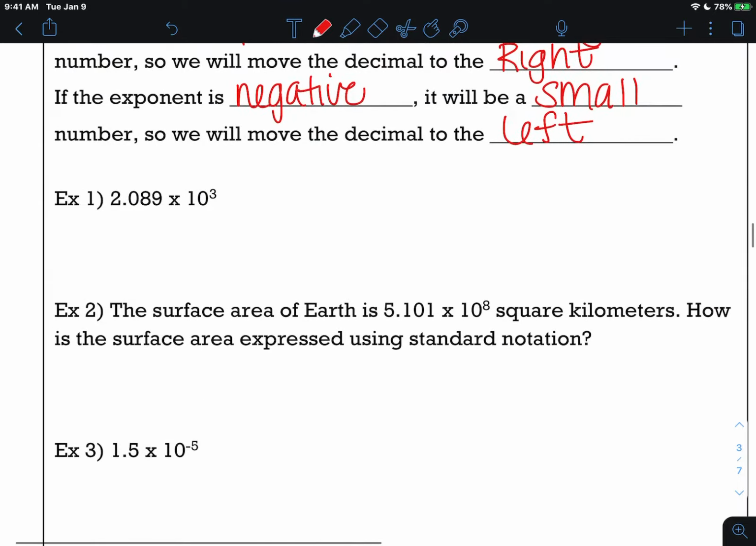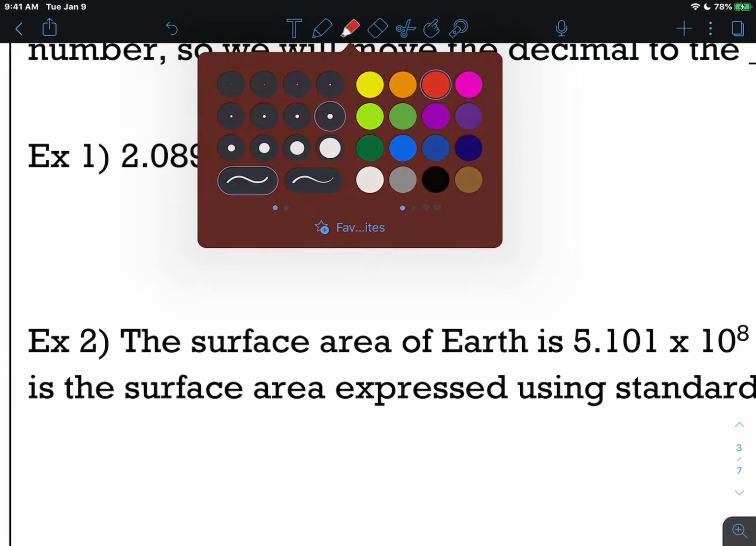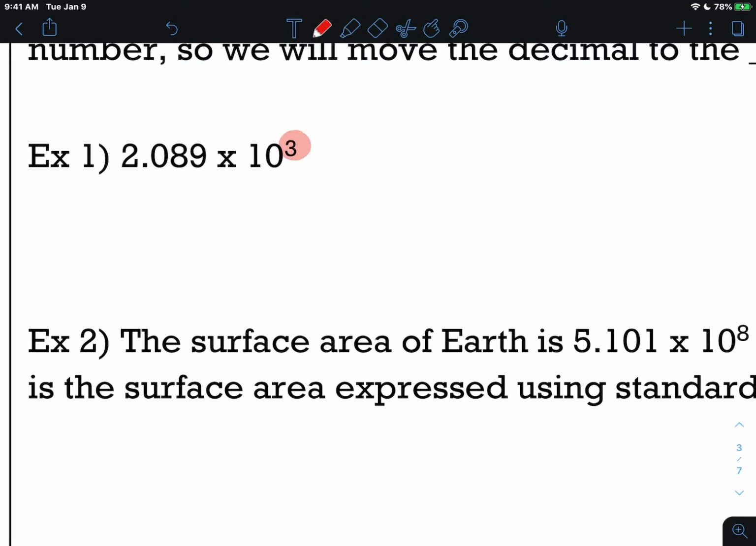So let's take an example. Here they gave us this number. First thing I'm going to do is ask myself, where's the exponent, the number at the top? It's a 3. That tells me how many spaces I need to move my decimal point. Since it's positive, that means move to the right. And since it's 3, that's my number of spaces.